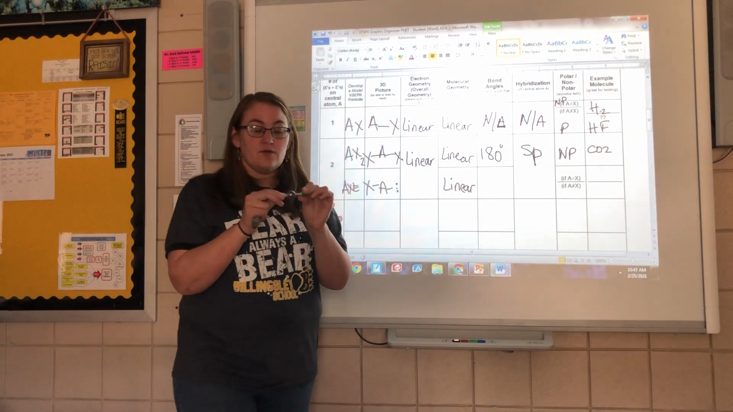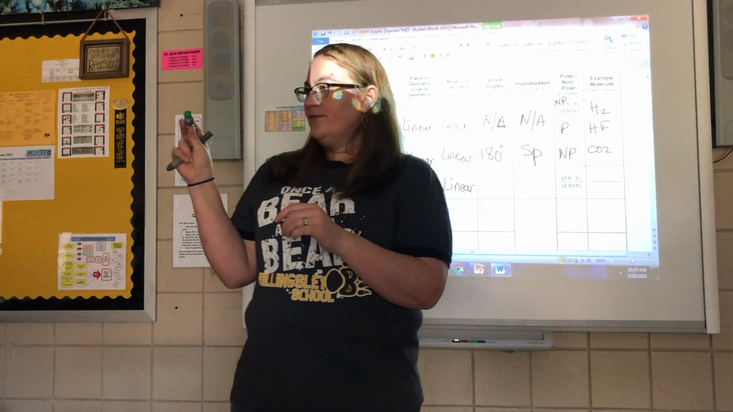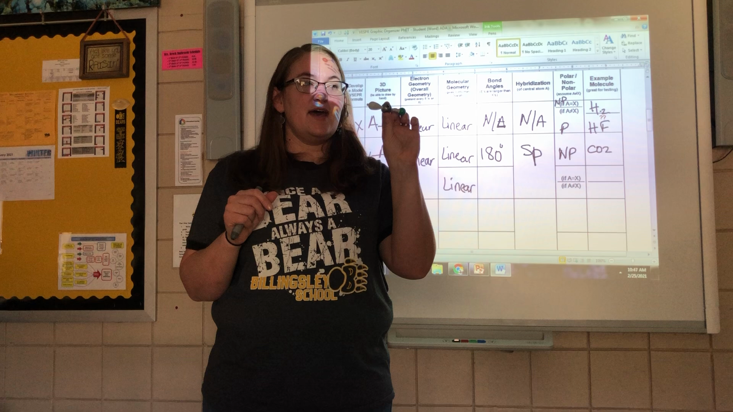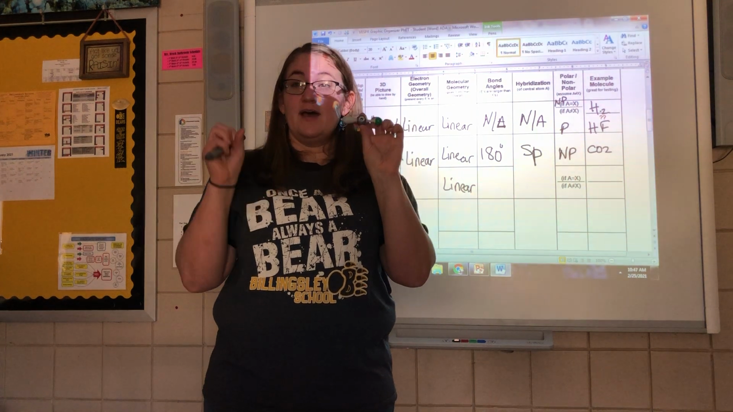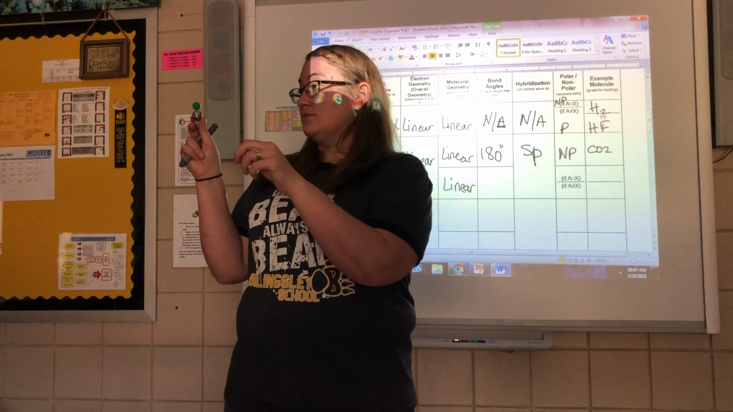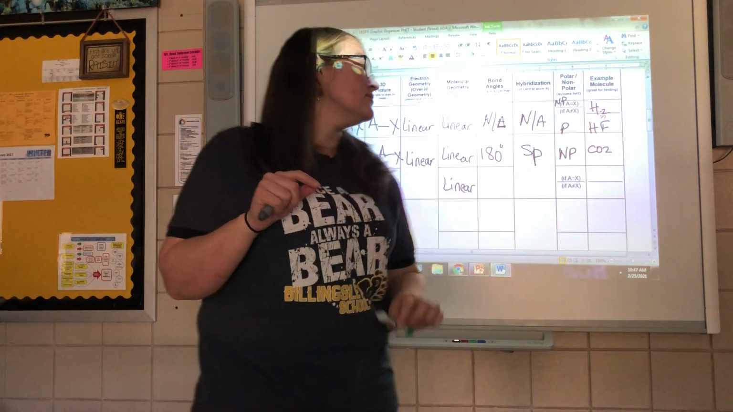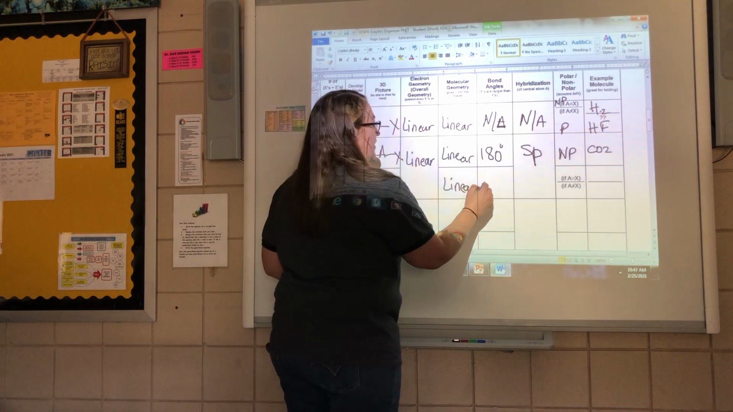All right, so do I have a bond angle? How many atoms do I have to have to have a bond angle? 3. I only have 2 atoms, because these are electrons coming off to the side here. So I only have 2 atoms, so there is no bond angle.